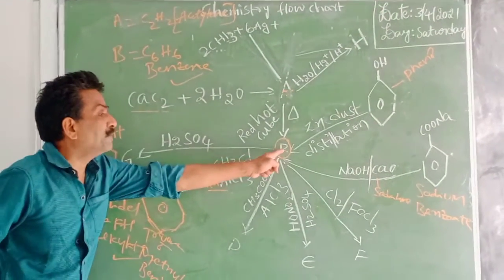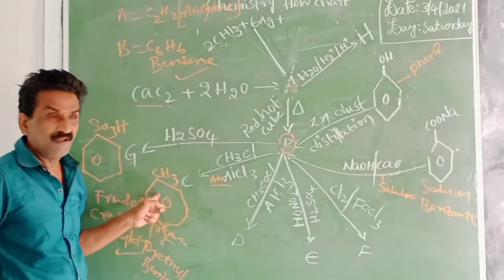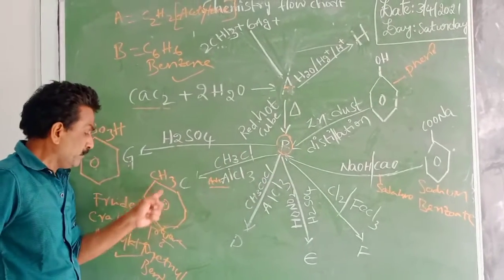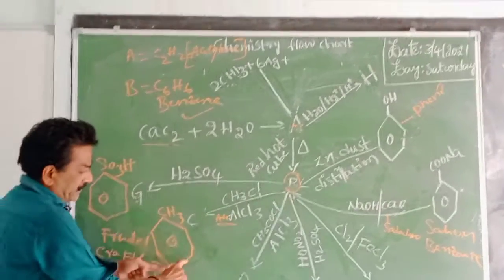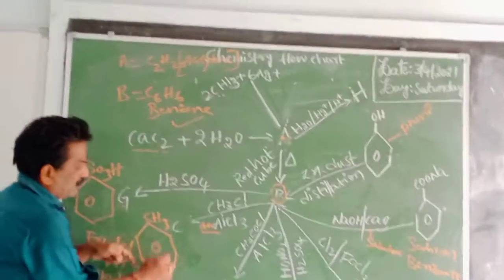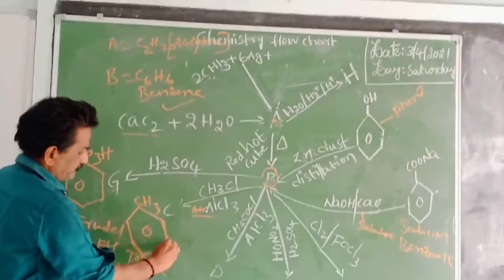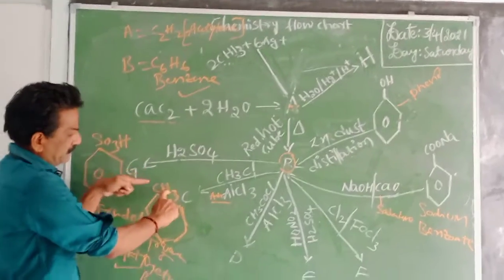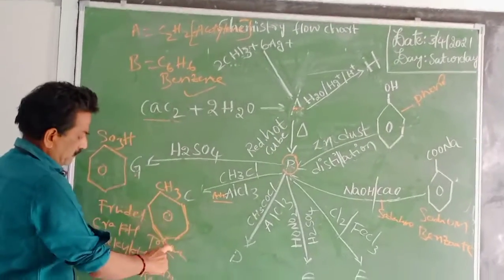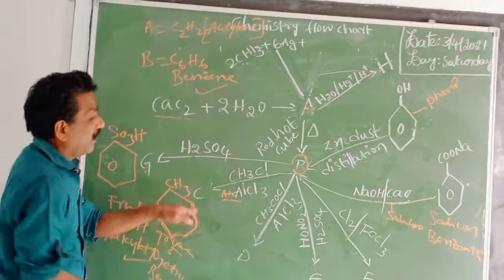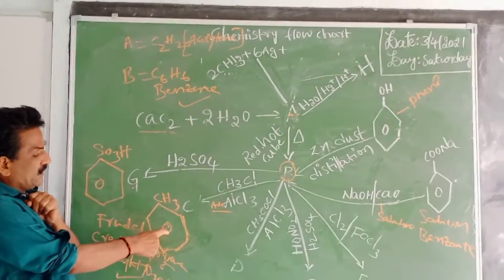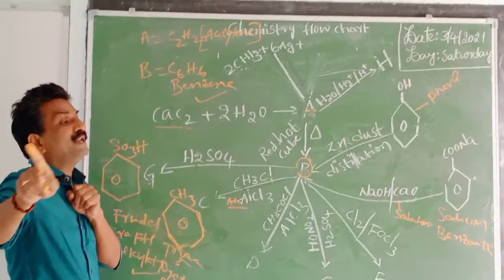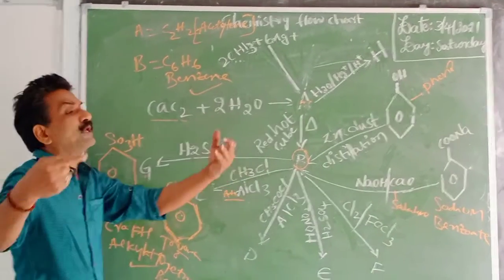How do you convert benzene to toluene? How do you convert benzene to methyl benzene? Or they may pose how you convert benzene to toluene or methyl benzene, or what is Friedel-Crafts alkylation? Both are the same.